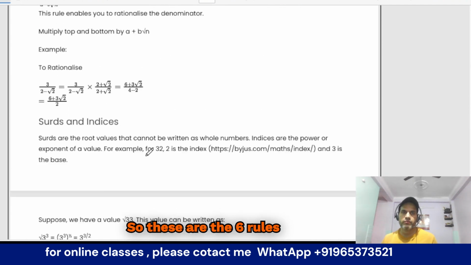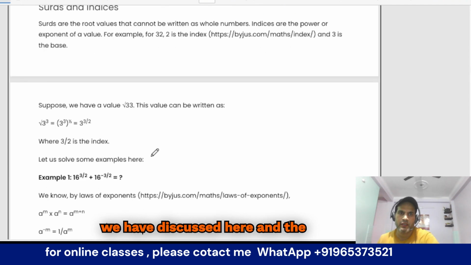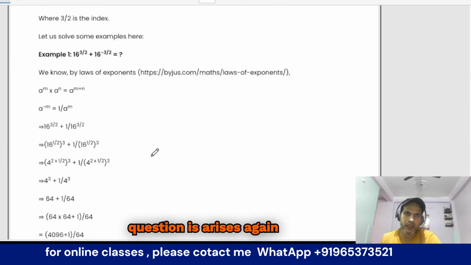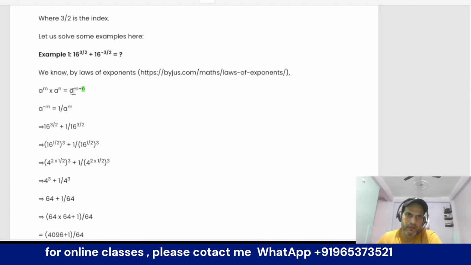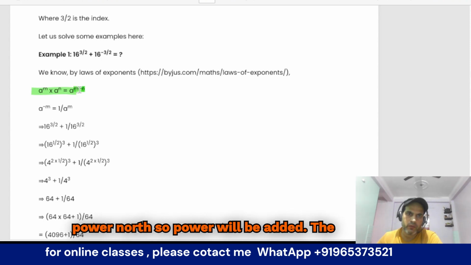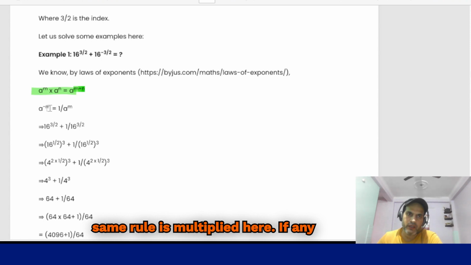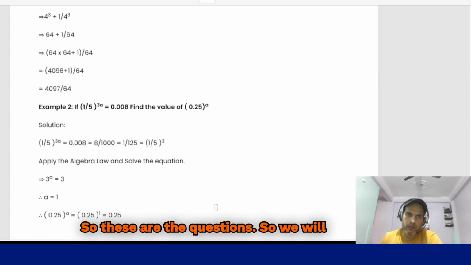So these are the 6 rules we have discussed here, and the question arises again. Some important topic questions are here. You can see, if a to the power m into b to the power n, the powers will be added. The same rule will apply to multiplication here. If any power is negative, it will be written in the denominator. Okay, so these are the questions.